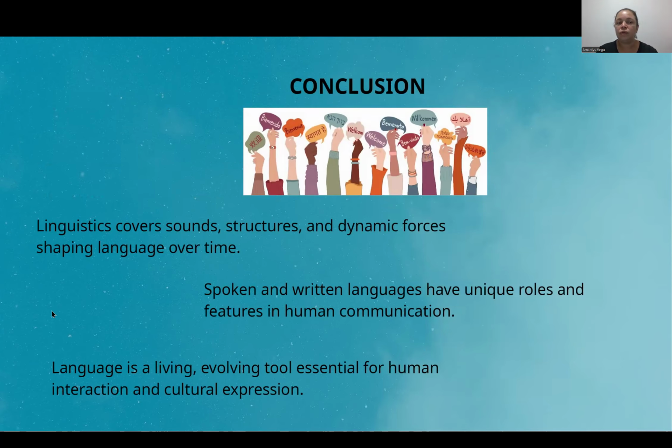So we can conclude that linguistics covers sound structures and dynamic forces shaping language over time. Spoken and written language have unique roles and features in human communication, and language is a living, evolving tool essential for human interaction and cultural expression. So this is a summary about linguistics.